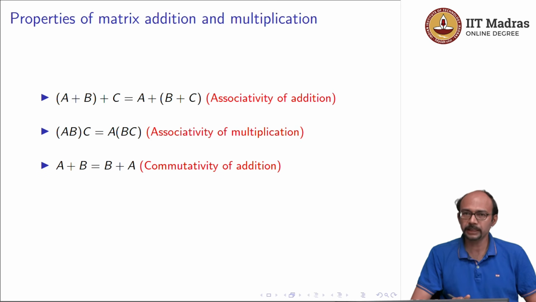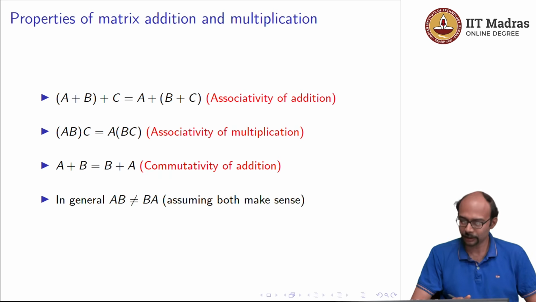If you do A plus B, that's the same as B plus A. So matrix addition is what is called commutative. It doesn't matter which order you add them in. But it matters how you multiply them. A times B is in general not going to be equal to B times A. In fact, it may not even make sense to multiply B times A.